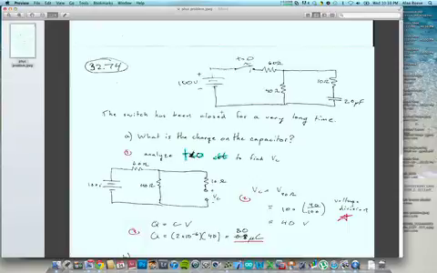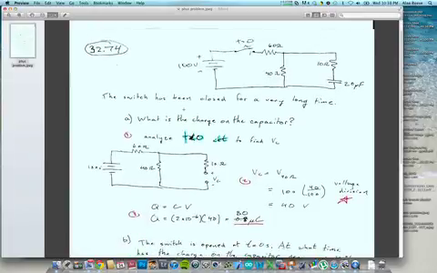Okay, so here we have a problem involving an RC circuit. The question asks us, what is the charge on the capacitor? And so in order to find the charge on the capacitor, we need to analyze the circuit when the switch is closed.